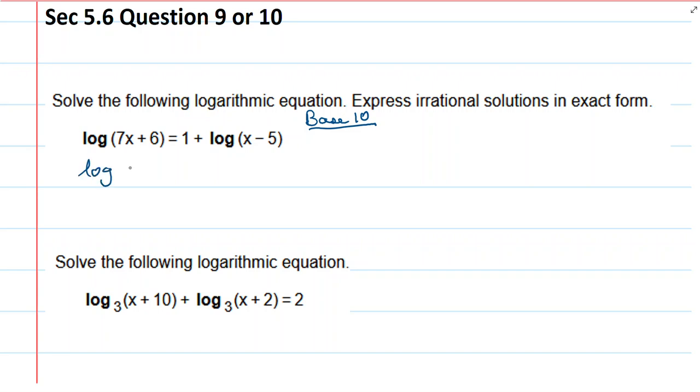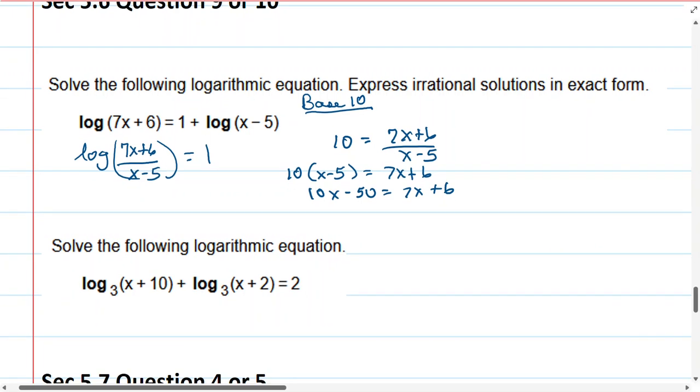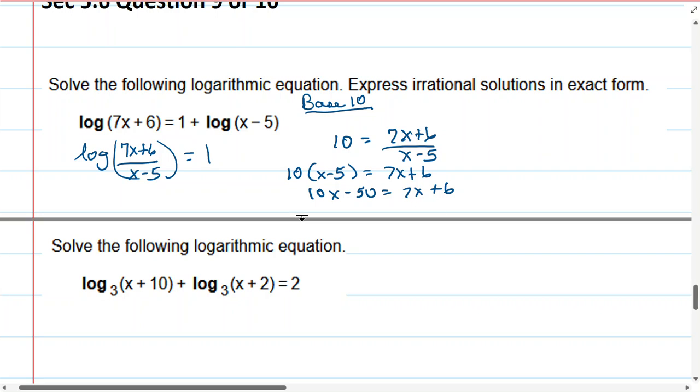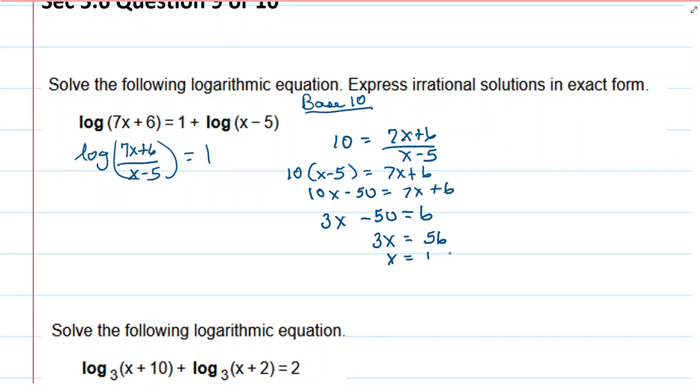So I'm going to write it as 1. Now I'm going to convert it to an exponential. That would make it 10 equals. I'm going to cross multiply. 10x minus 50 equals that. Okay, I'm going to subtract 7. I'm going to add 50. Subtract by 3. It won't go even. Questions on that?